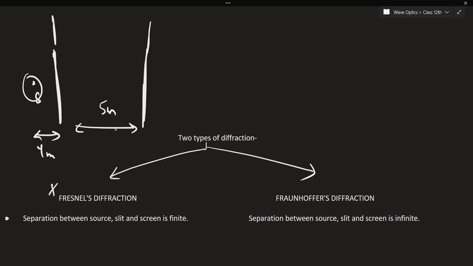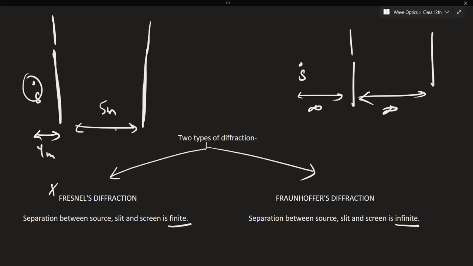Just remember the names. But if the separation between the source, the slit, and the screen is all infinite, then the type of diffraction that will be obtained is known as Fraunhofer's diffraction. So the separation between the source, slit, and screen is infinite, and here it is finite. This we have to study in detail, and questions come from Fraunhofer's diffraction.